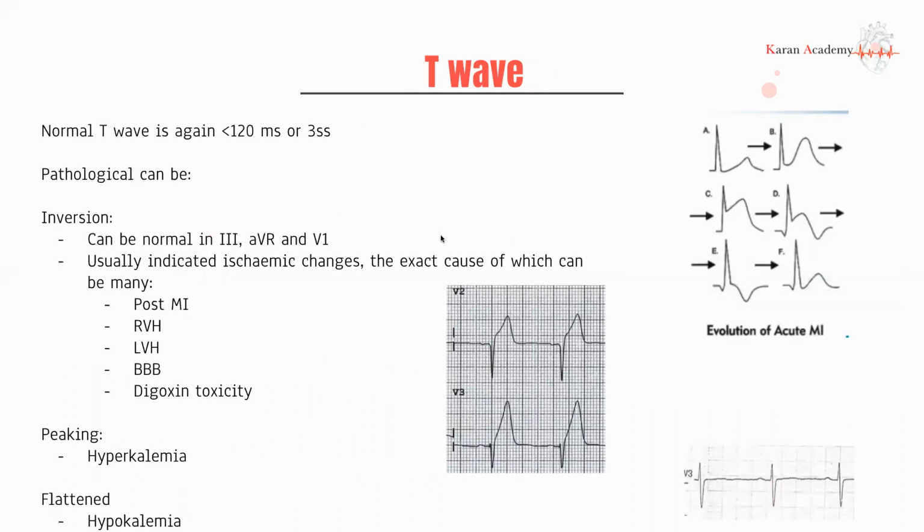Next, we have T waves, and we're approaching the end of this. I'm sorry if this is taking too long. The normal T wave is, again, less than 120 milliseconds, but more importantly, we want to look at the T wave morphology. The first thing is inversions, which commonly indicate ischemic changes. The exact cause can be a few things. It can be post-MI. You can also have T wave inversions with right ventricular hypertrophy and left ventricular hypertrophy.